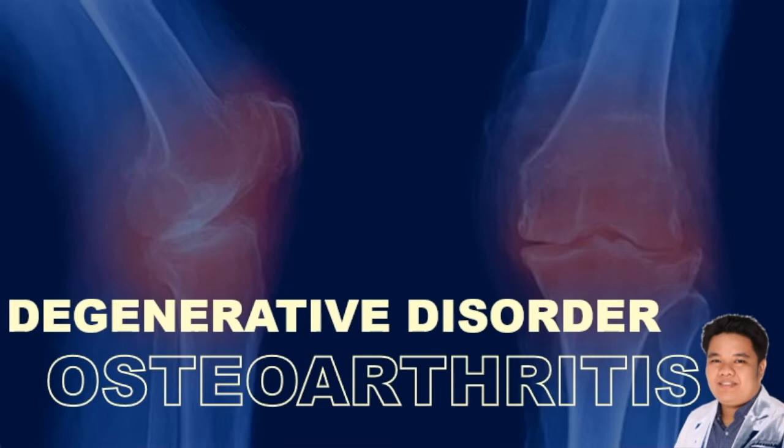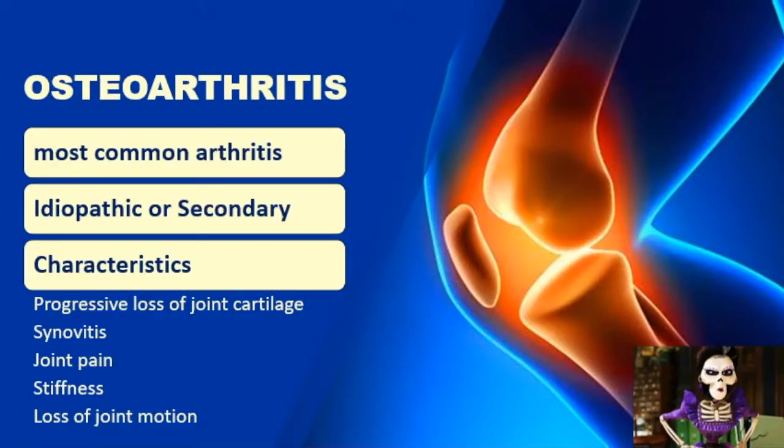Okay, we'll talk about osteoarthritis here. So OA, as we commonly refer to it. Osteoarthritis is the most common among the arthritis. It could be idiopathic or secondary. So idiopathic, if it is, no cause. Secondary, other illnesses. Characteristic, there is a progressive loss of joint cartilage.